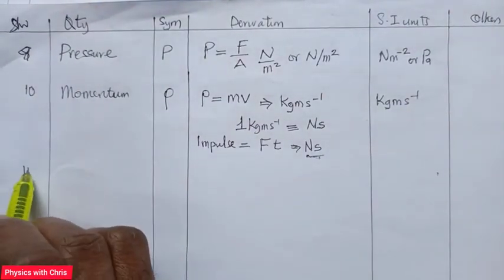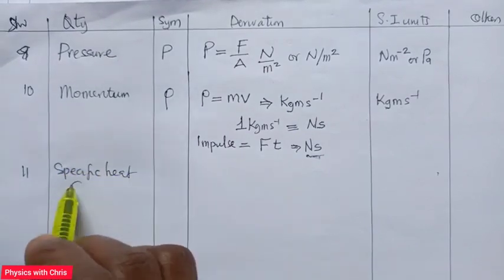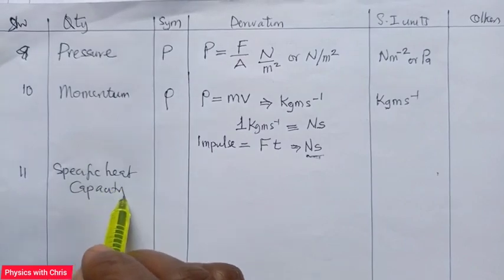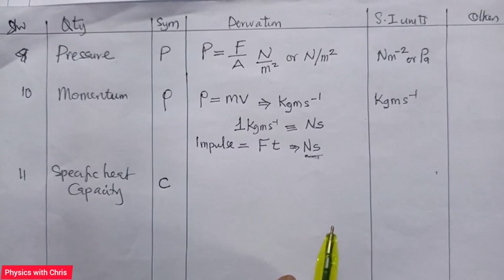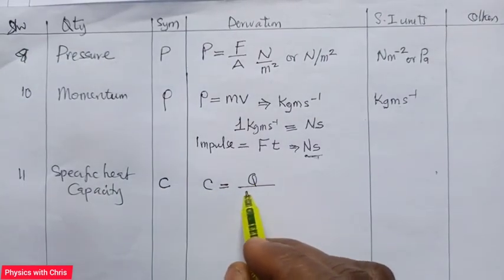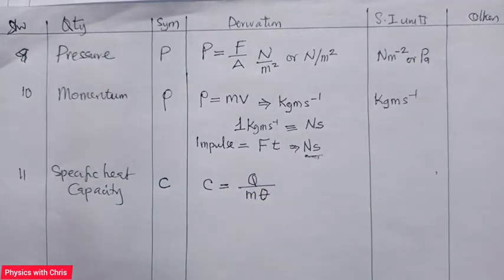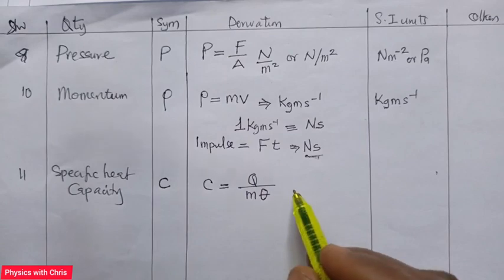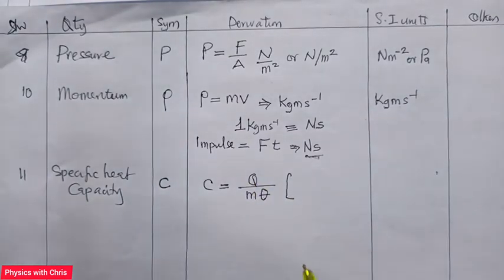I want to talk about another one, that is specific heat capacity. I don't know if you have heard of this before. It's a quantity in physics, defined as the quantity of heat energy over the mass of the body and the temperature change of the body. So this is the expression for specific heat capacity. We want to derive the units of specific heat capacity. The SI unit is derived from this expression.